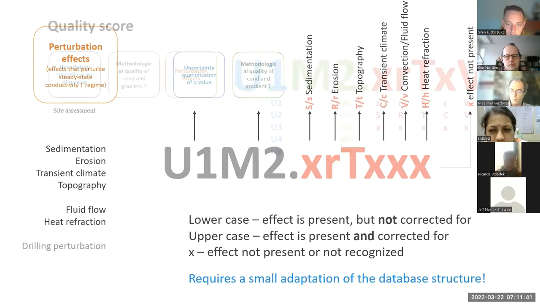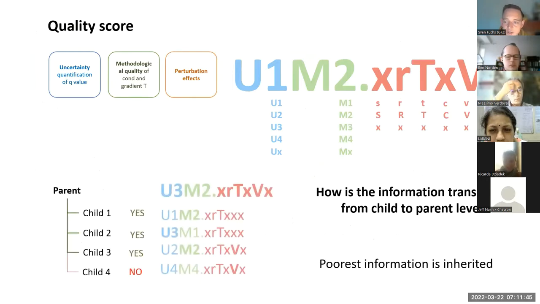I will just switch through some of the slides from last time to give you an impression, because there was a question about how this information is transmitted from child to parent level. I hope everyone is now familiar with the basic concept of the structure of the database: the main location information is stored at parent level of data, and specific determinations of heat flow from different authors or at different depths of a location are stored in the child values. The child values inherit their poorest information to the parent level.